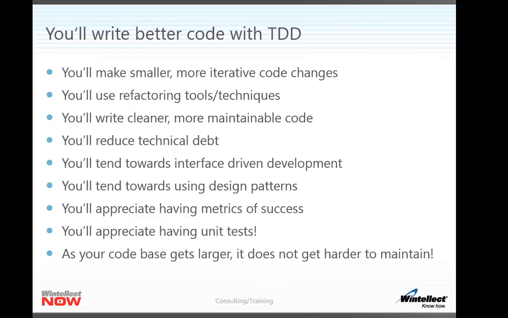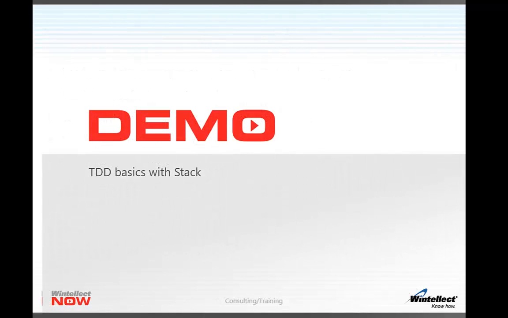Striving for TDD, you'll find that there's several benefits. You'll make smaller, more iterative code changes, which are easy to track. You'll use refactoring tools more effectively. You'll write cleaner, more maintainable code that others can understand, as well as looking at your own code 6 months from now. You'll reduce technical debt. You'll tend towards interface development. We'll talk about that a little bit more as well. You'll tend towards using design patterns and appreciate having good metrics of success. Finally, you'll appreciate having your unit tests, and as your code gets larger, it's not more difficult to maintain.